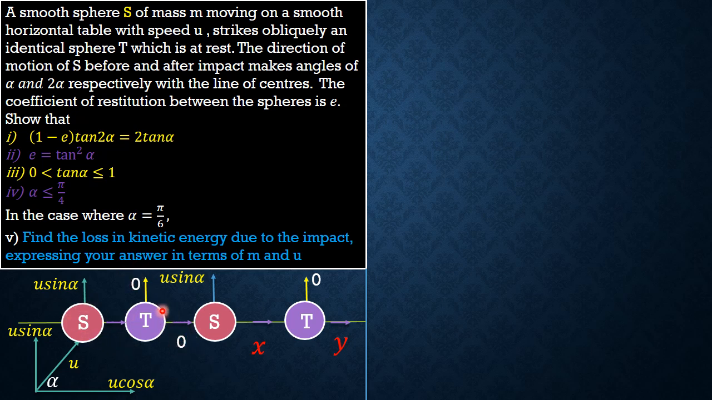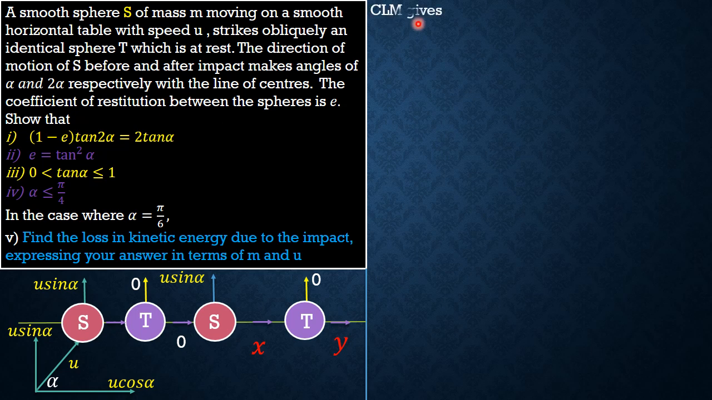After this sphere collided, the horizontal speed of sphere T is no longer 0. It is going to have some value. You can call that y. Good. So now, guys, I think we have everything set up. Let's go now to prove these results.